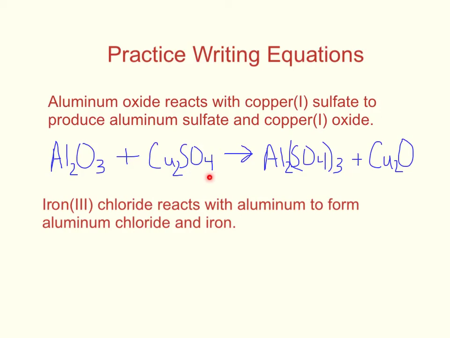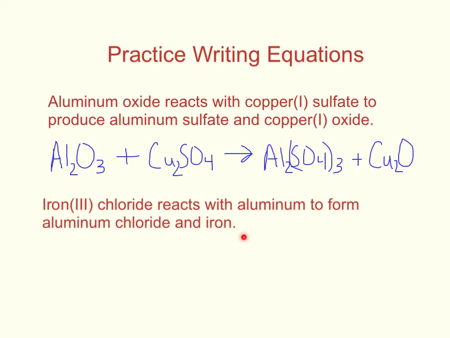But let's go ahead and do this next one here. This says iron 3 chloride. The 3 tells you it's a binary compound. Reacts with aluminum, just plain old aluminum, to form. Now that's a little bit different. It's not to produce, but it's still to form or yield or to produce aluminum chloride and iron. So I'd like you to pause this and you try it out first, and then you'll be able to check with me. I'm going to get started on that right now, though.